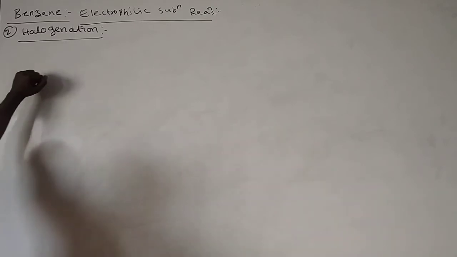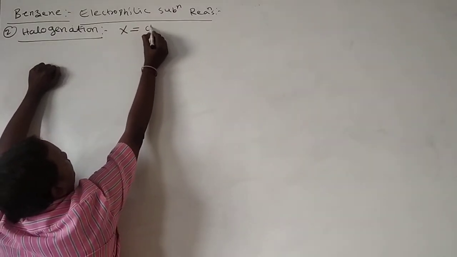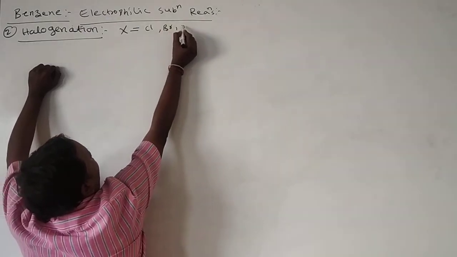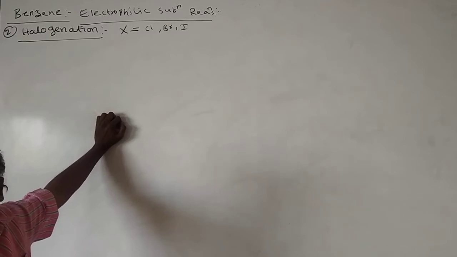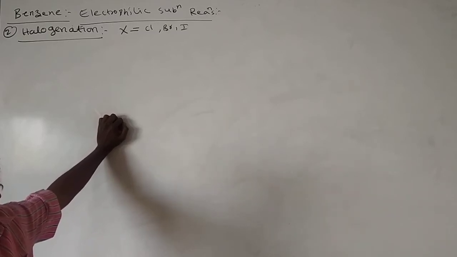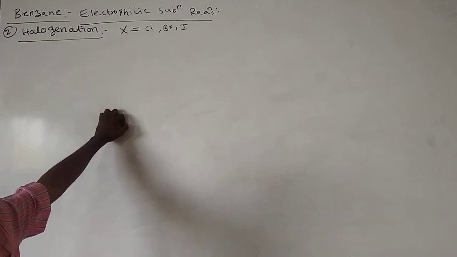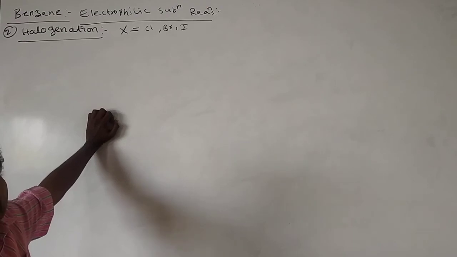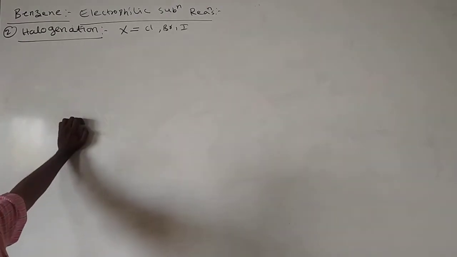What is halogenation? The substitution with a halogen on benzene we call halogenation. Here I am taking halogen as X. X may be chlorine, bromine, or iodine. We can't use fluorine directly. Fluorine is more electronegative and more reactive. That's why we can't prepare fluorobenzene directly. Instead, we prepare chlorobenzene, bromobenzene, and iodobenzene directly by using this method.